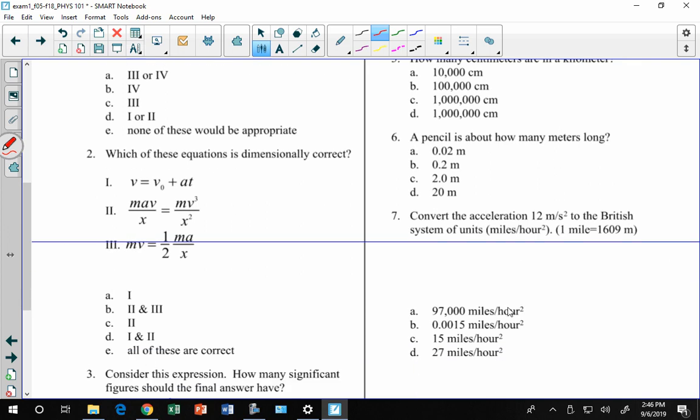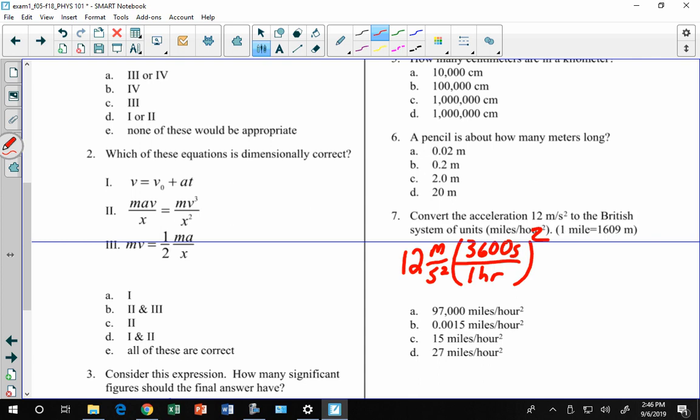You need to know how to convert units that are powered. So 12 meters per second squared to miles per hour squared. You just go by each unit. So in 1 hour, there are 3,600 seconds. Because the seconds is squared, you have to square the conversion factor.